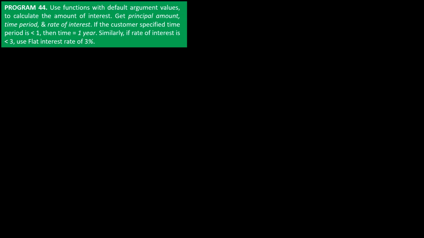Use functions with default argument values to calculate the amount of interest. Get principal amount, time period, and rate of interest. If the customer specified time period is less than 1, then time equals 1 year. Similarly, if rate of interest is less than 3, use flat interest rate of 3%.